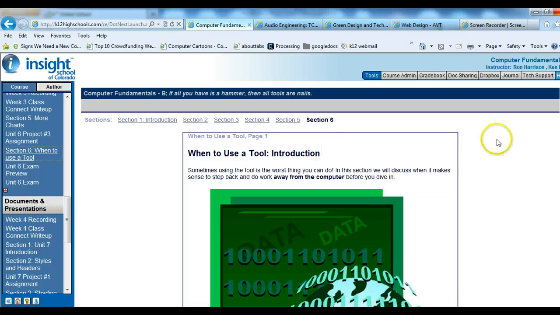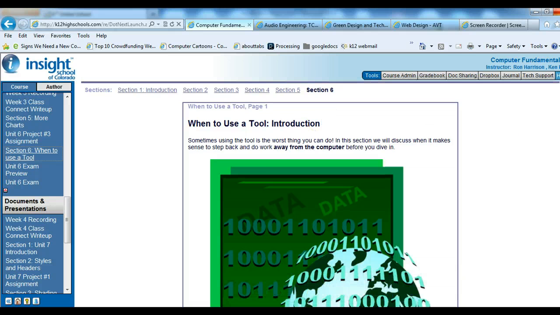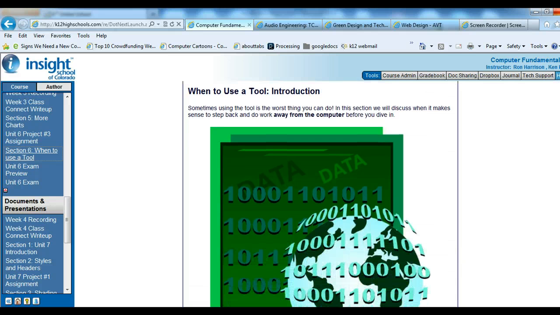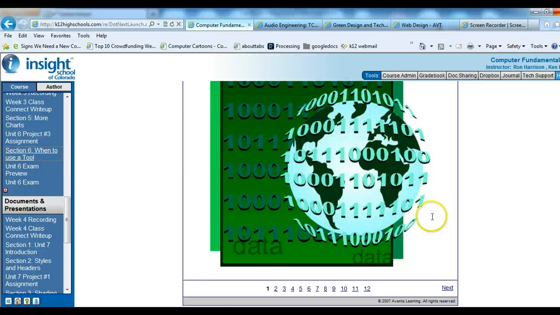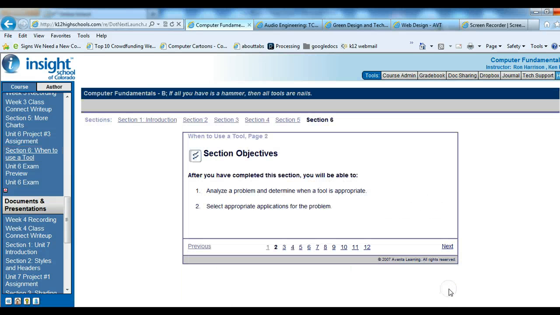So now we're in Section 6. In Section 6, when to use what types of tools? And again, that means like what types of applications on your computer. So we're going to analyze the problem, determine which tool is appropriate, and select appropriate applications for the problem.